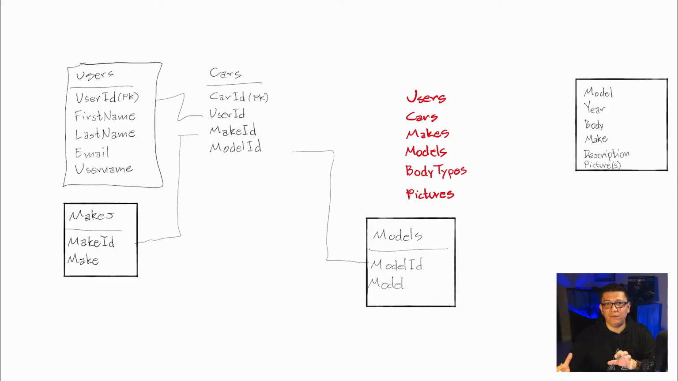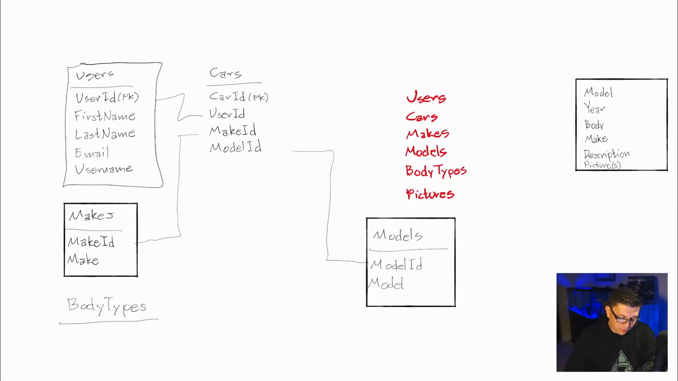So this is a way for you to somewhat control what the input will be whenever a user creates a new listing for a car, right? So I think it's probably a good idea for us to also create a table for body types.